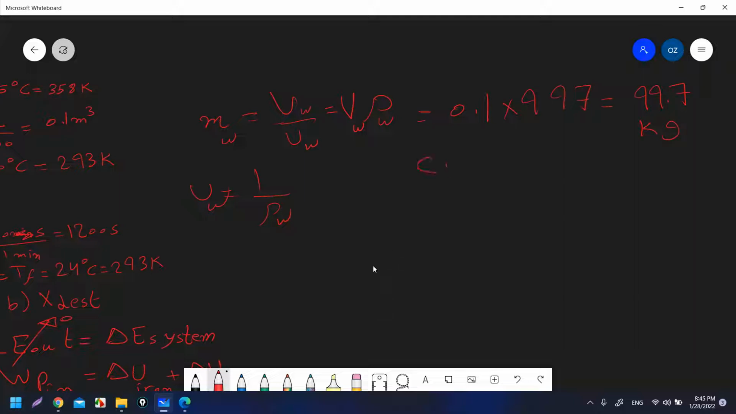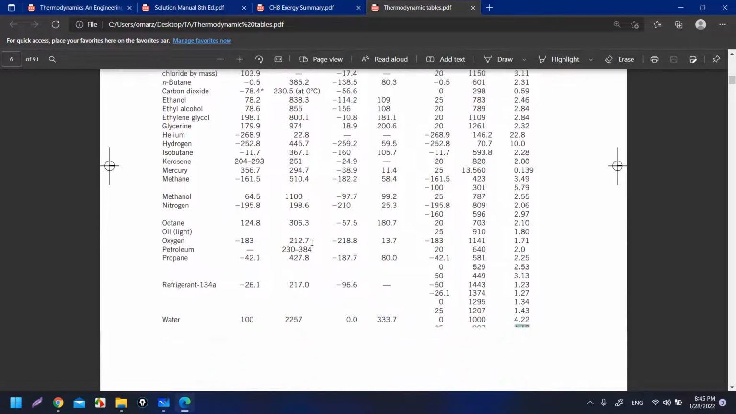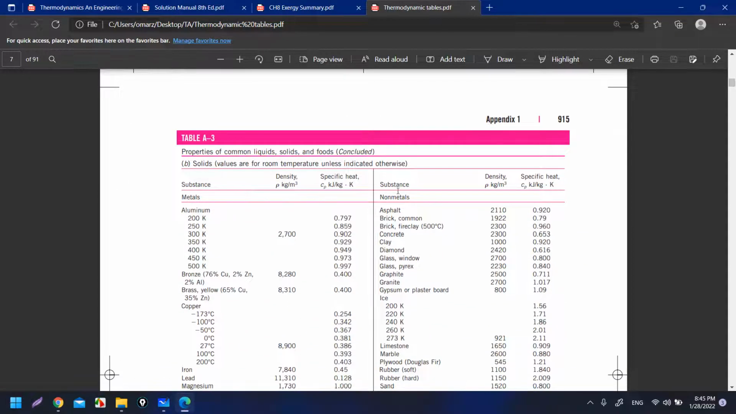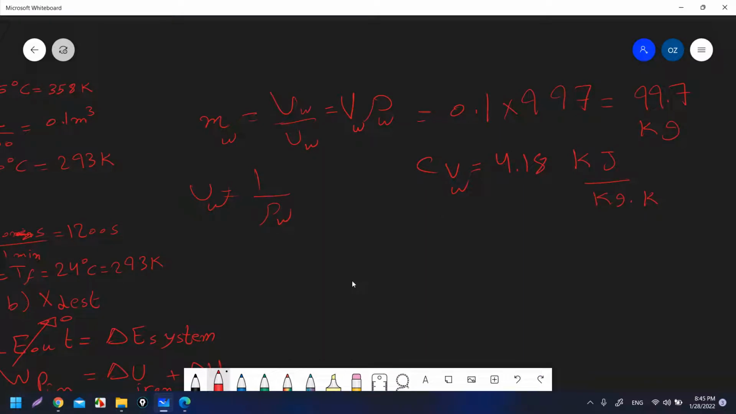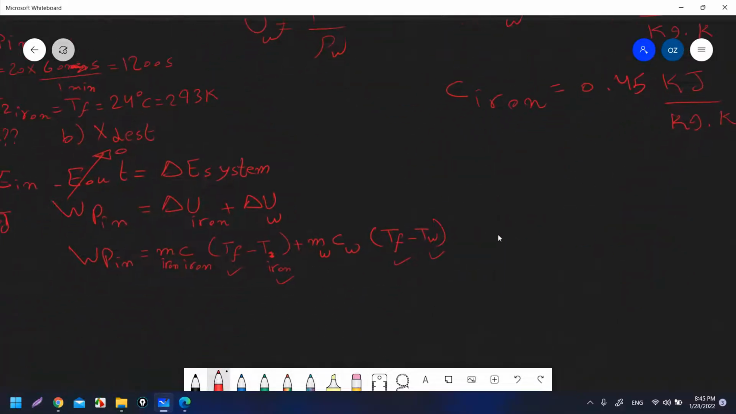For CV, we say that for water it is 4.18 kilojoule per kilogram Kelvin. Okay, for iron, that is metal, non-metals, we only have this value. It is 0.45 for specific heat. So C or CV, it doesn't matter here. C iron is 0.45 kilojoule per kilogram Kelvin. Okay, so now I have everything.